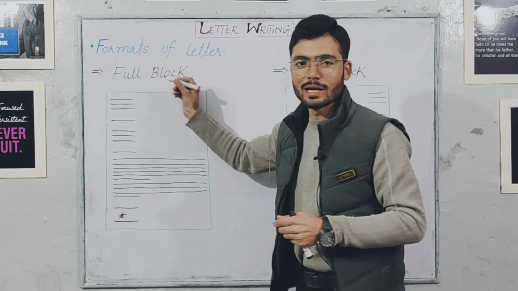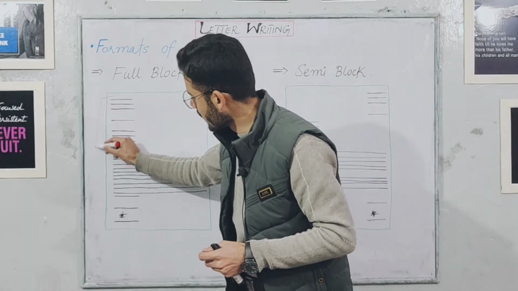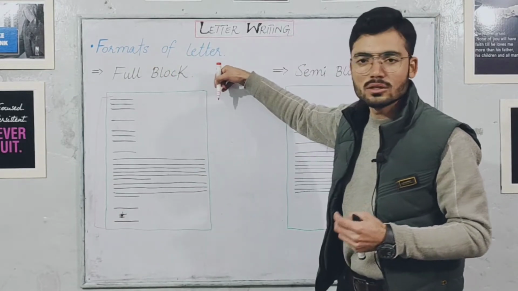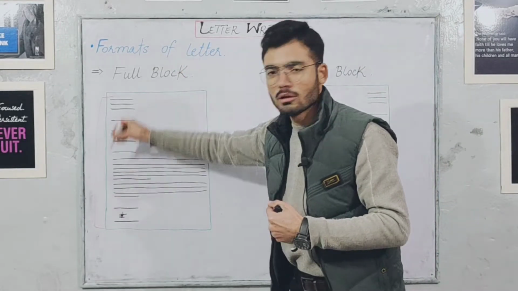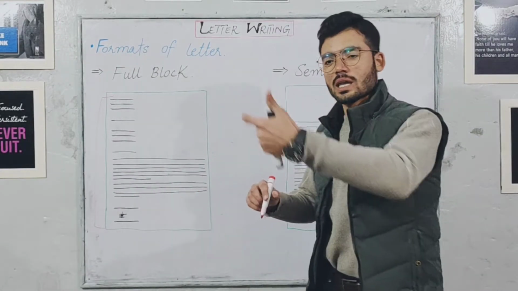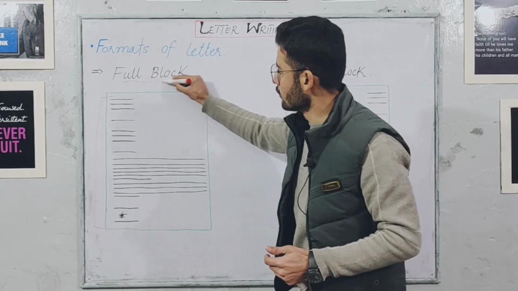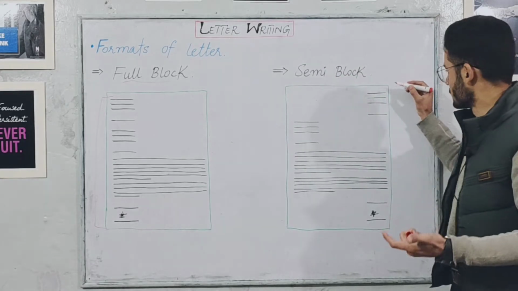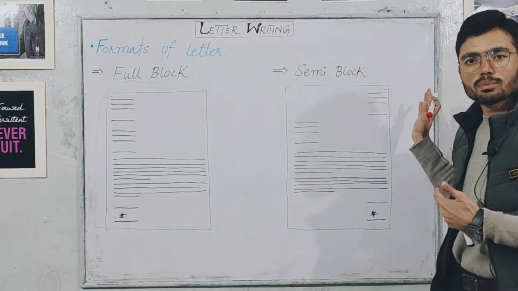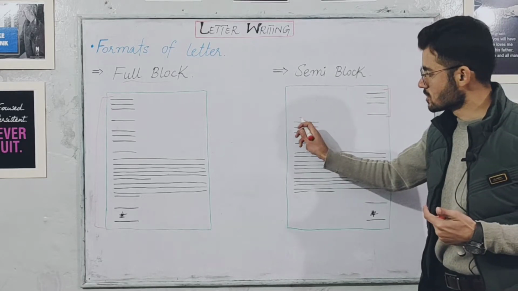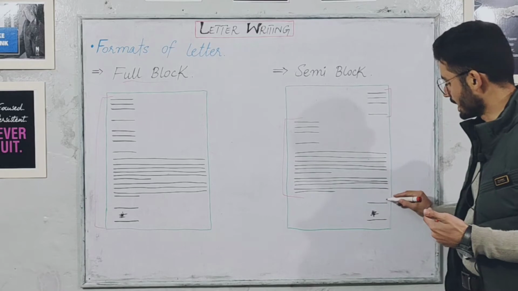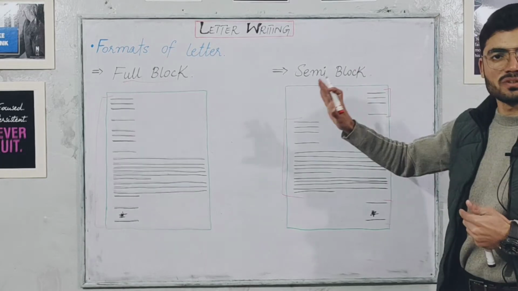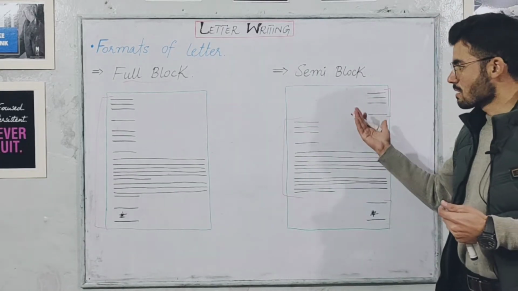So a full block letter starts completely left aligned. Completely left alignment, and nothing comes to the right side. It's completely over the left side, and that's all left aligned. That's called the full block letter. And semi block letter is changed from that. It's starting from the top right corner and then switches back to the left side, and in the end it ends again on the right side. So this is the difference between the full block letter and semi block letter.